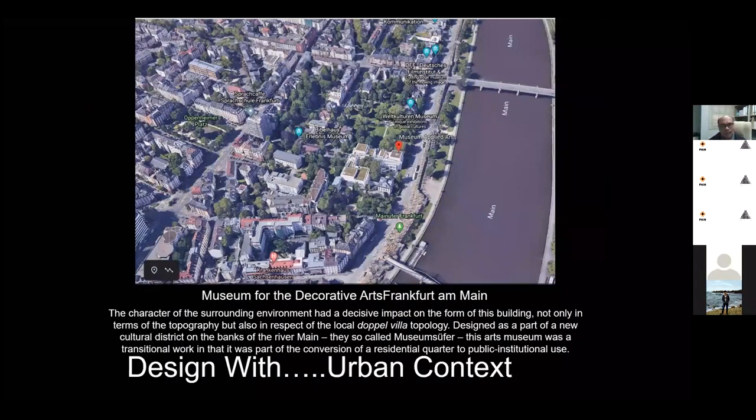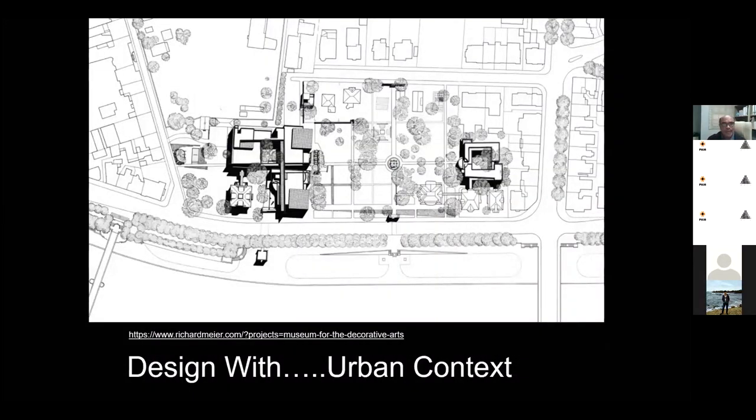And also Richard Meier took into account and also paid homage, respect, to the local villa typology and also topology. So it's designed as a part of a new cultural district on the banks of River Main, the so-called Museum Fur. This art museum was a traditional work in that it was part of the conversion of a residential quarter that turned into a public institutional usage. So that's the new museum in L shape and the existing villa.